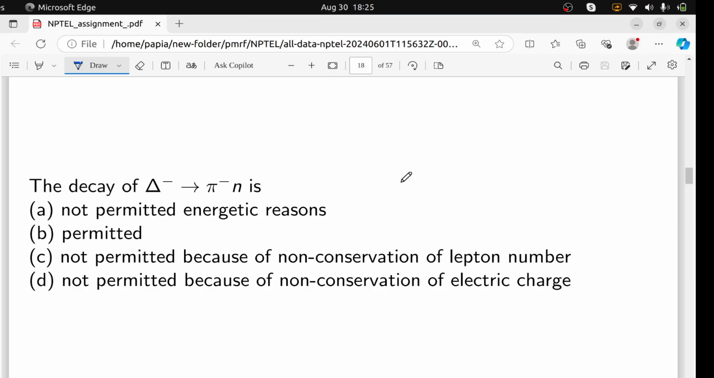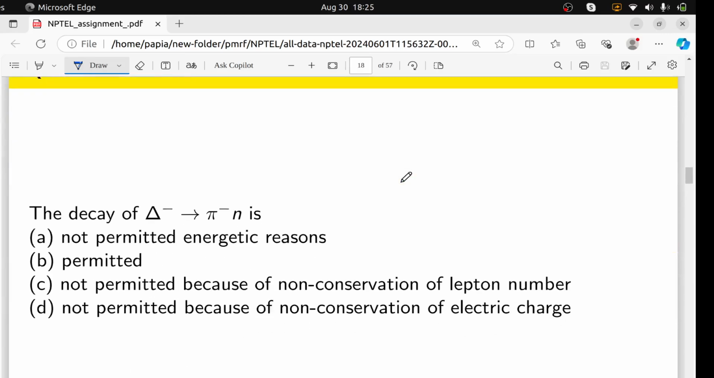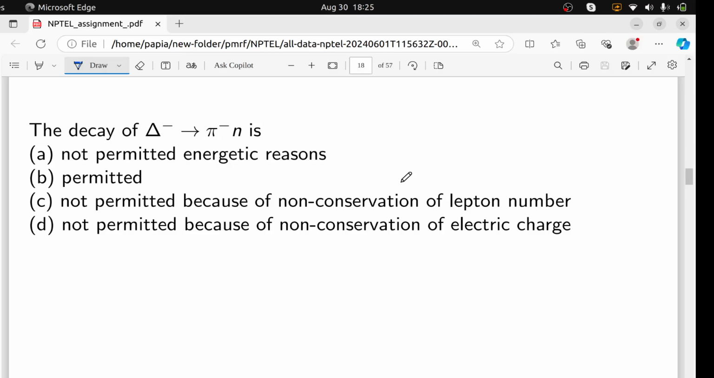So question number 5 or 4. The decay of delta minus going to pi minus plus n, is it permitted or not permitted? That is what they are asking.